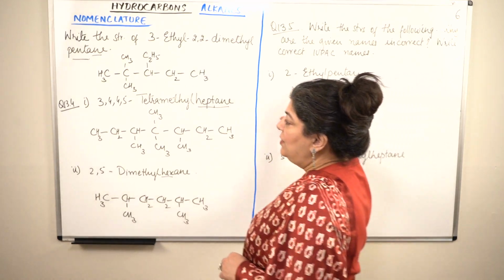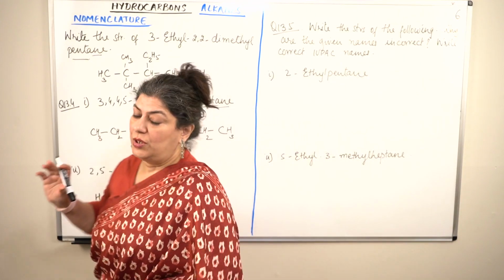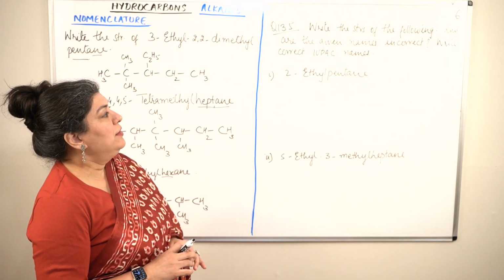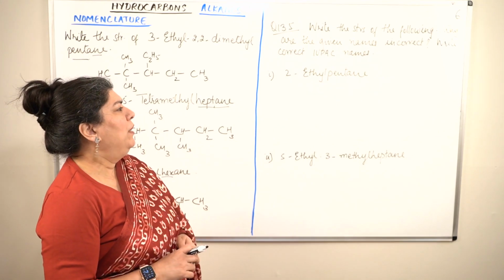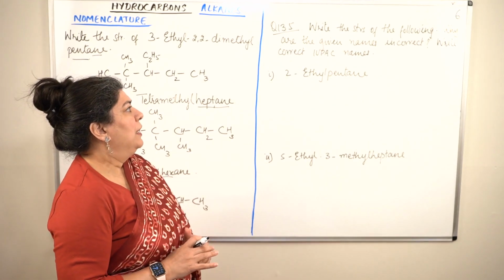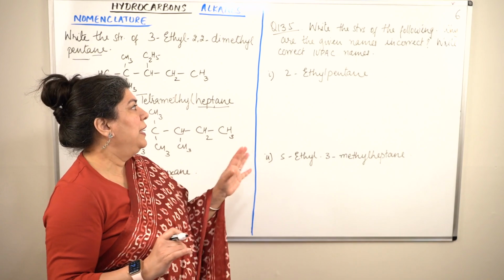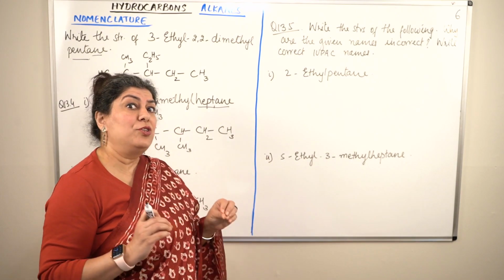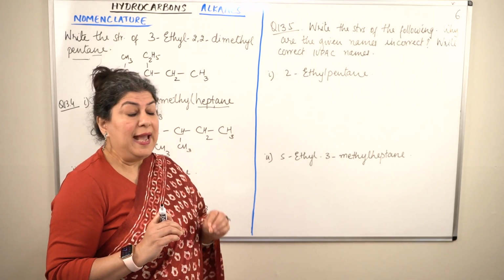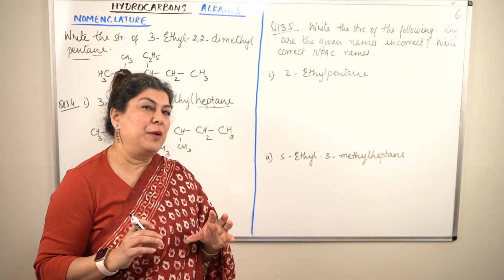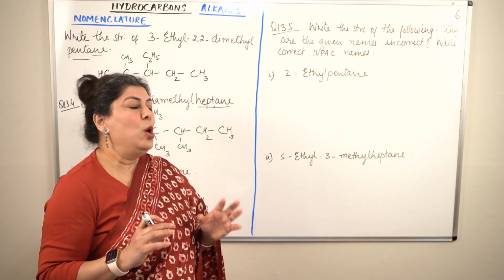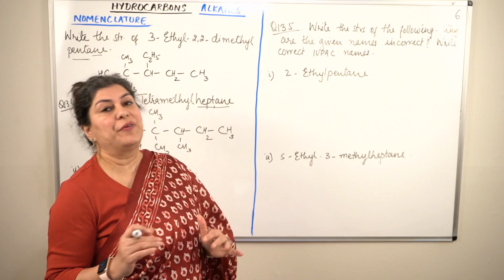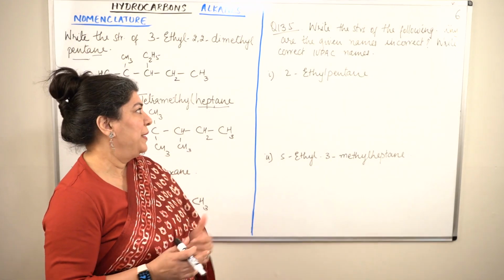Now this is question 13.5. It is also a solved example of your textbook. And the question reads that, write the structures of the following, and why are the given names incorrect? The names that have been given are incorrect, they are wrong. Yet you can write the structure of the compound from these names. And then once you write down the structure of the compound, you have to tell why the name is wrong. And if the name is wrong, what should the right IUPAC name be for the compound?